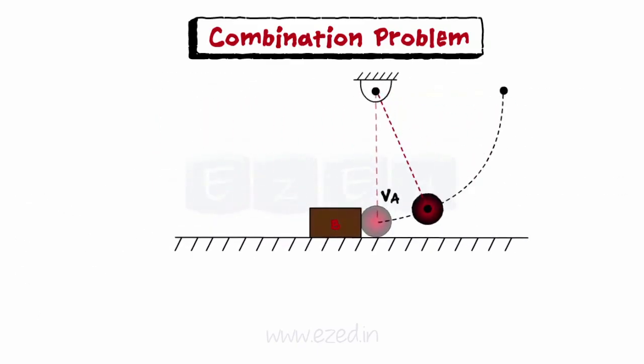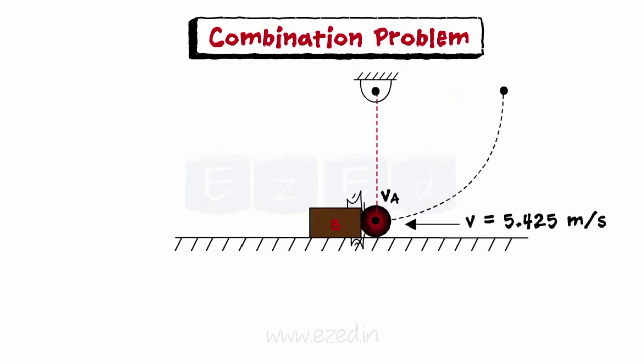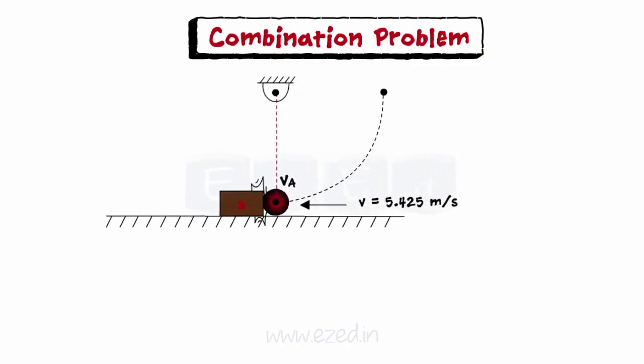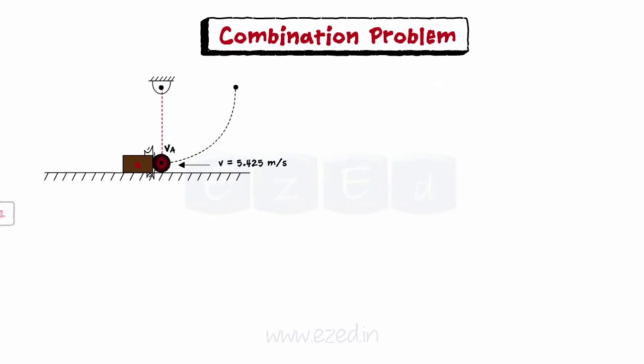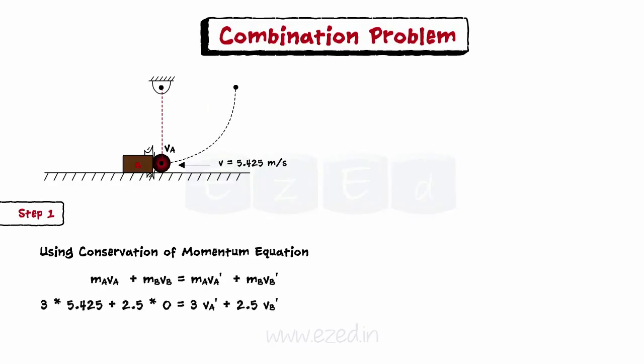Now, there is impact at position 2. Sphere A will strike the stationary block with velocity 5.425 meters per second, causing direct central impact. Step 1. Use conservation of momentum equation. On substituting the values, we get equation 2.